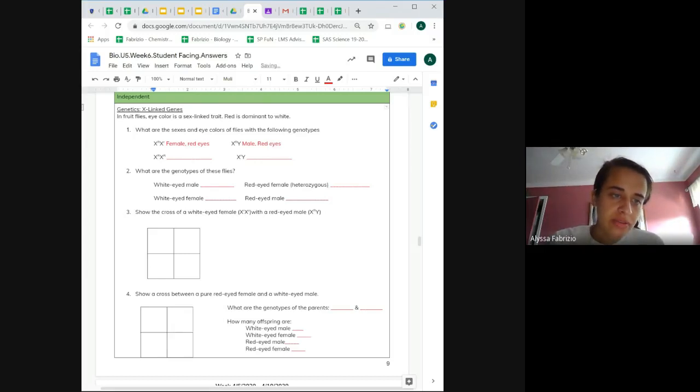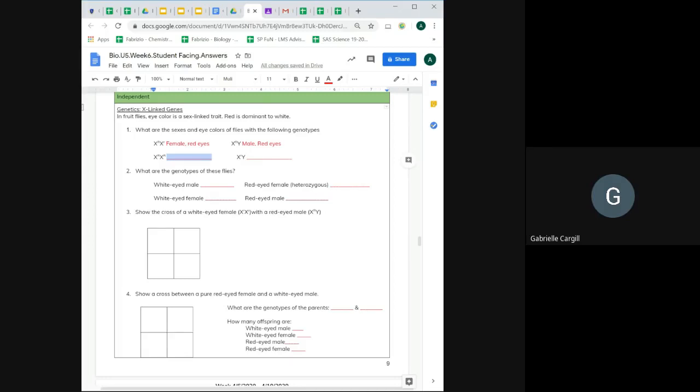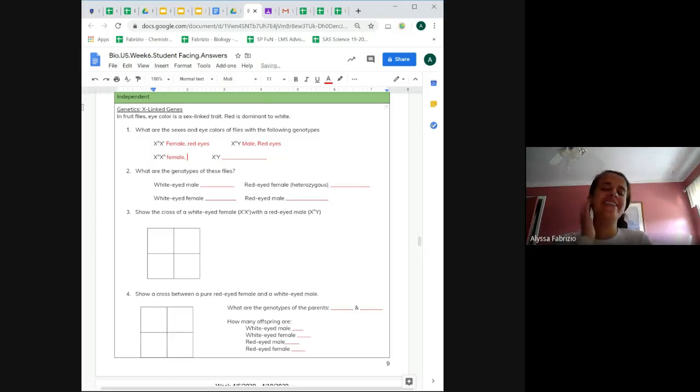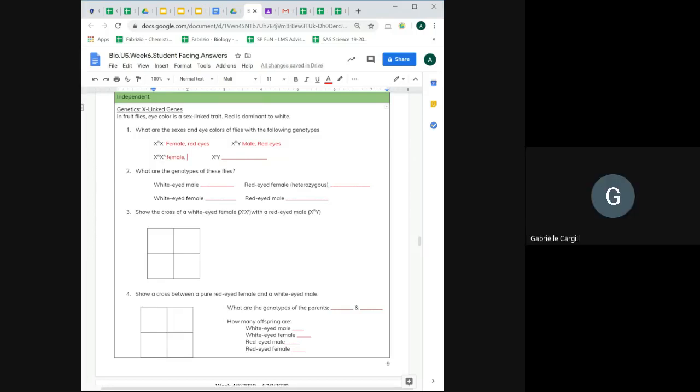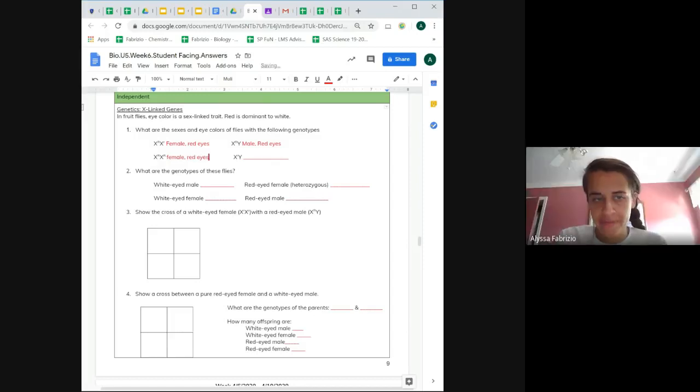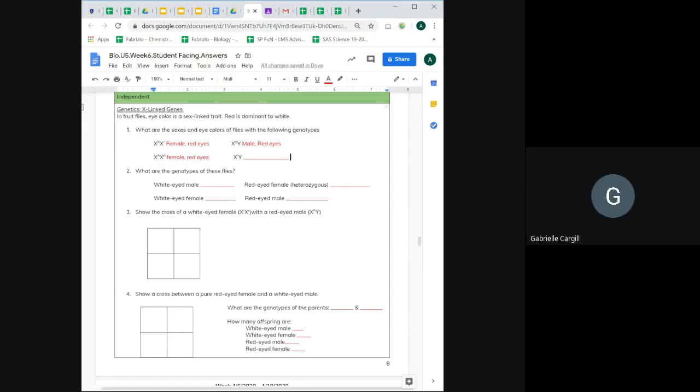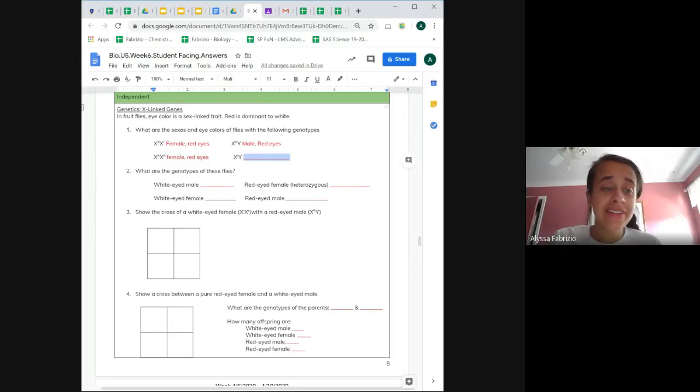Okay, what about this lower left one? Male or female? Female. And does she have red or white eyes? Red. So she's homozygous, but yep, she's got the dominant trait.